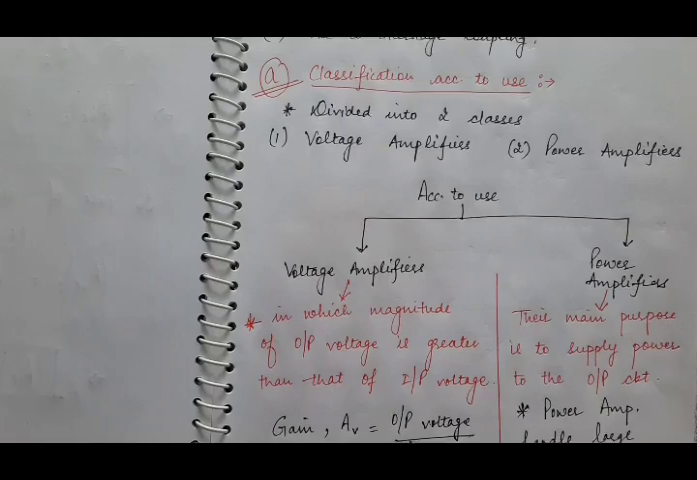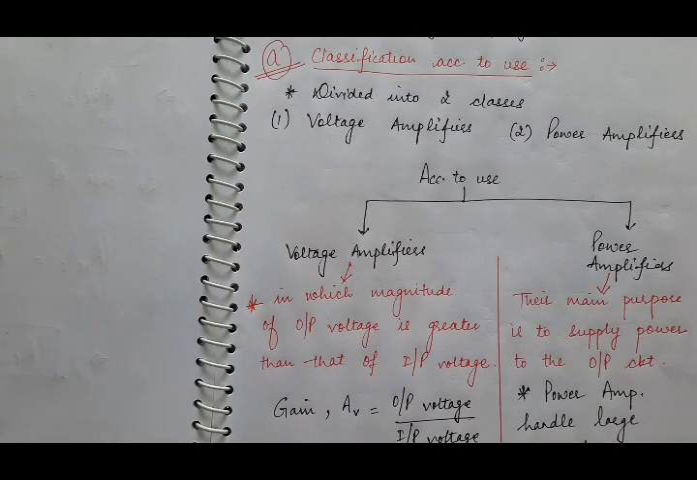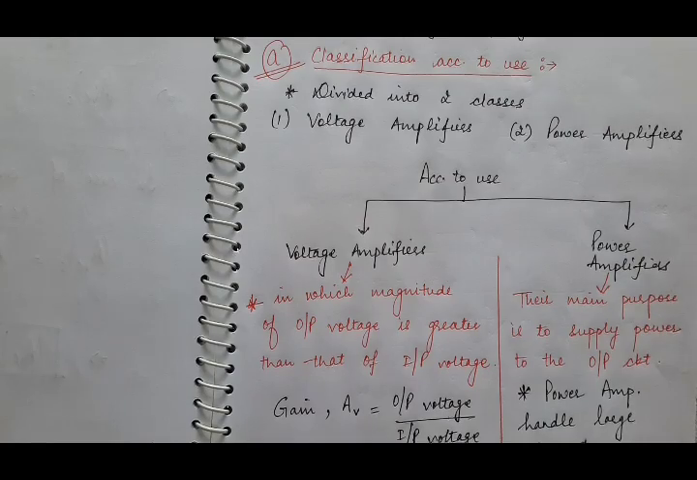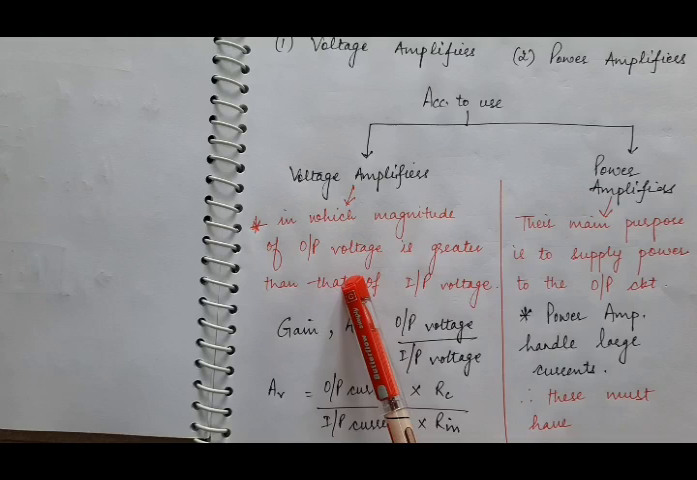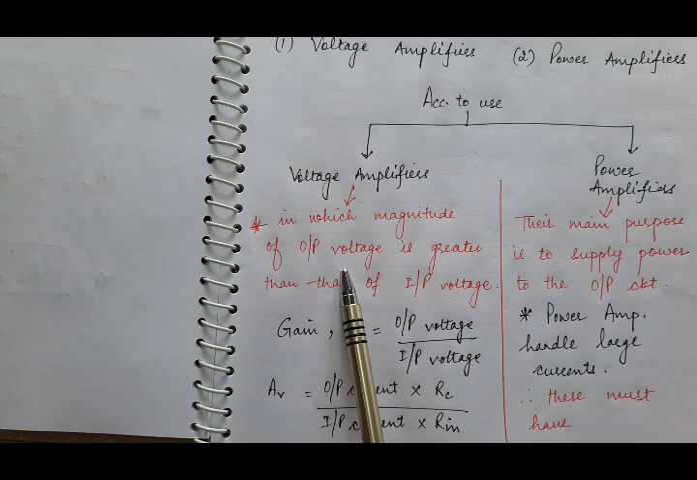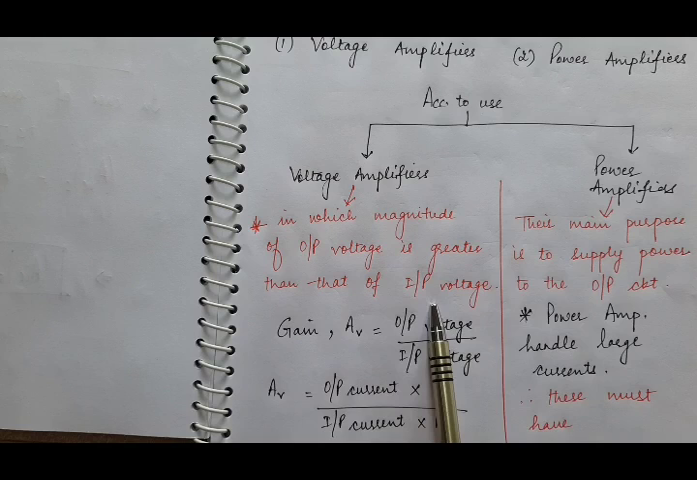According to their use, they are divided into 2 categories. First one is voltage amplifiers and second one are power amplifiers. So what are voltage amplifiers? These are those transistor amplifiers in which the magnitude of output voltage is greater than the input voltage. It means voltage amplification. Voltage amplification means voltage will increase. So in this case, the magnitude of output voltage is always greater than the input voltage.